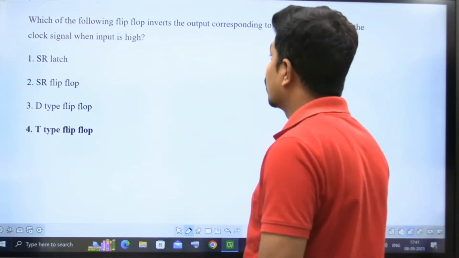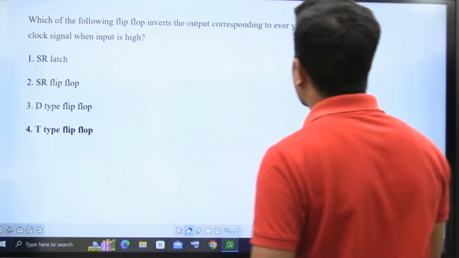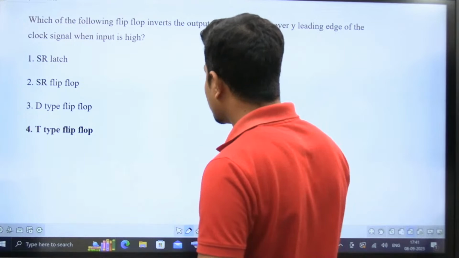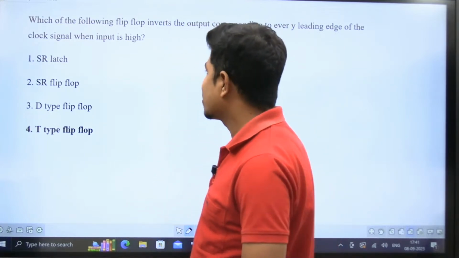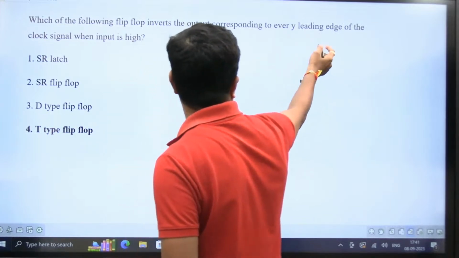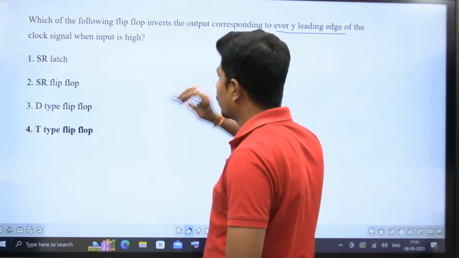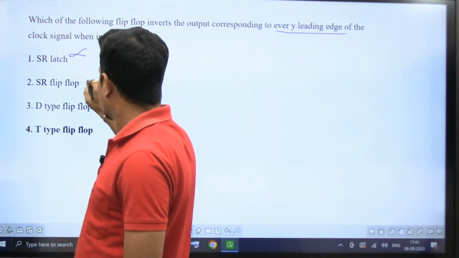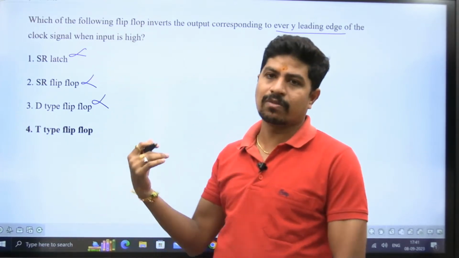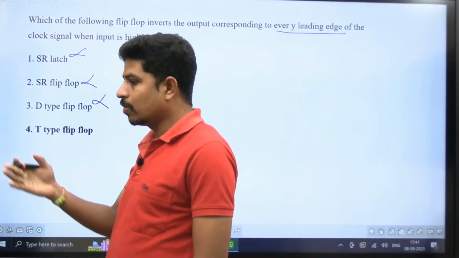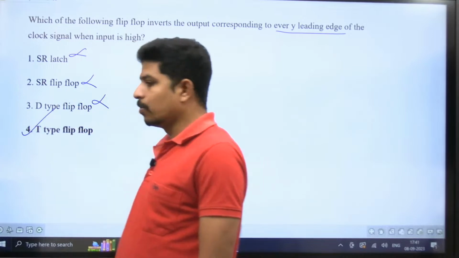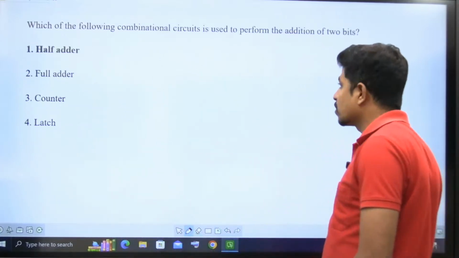Let's go to the next question. Which of the following flip-flops inverts the output corresponding to every leading edge of the clock signal when the input signal is high? Inverting. See, SR flip-flop and D flip-flop are not going to invert. Every positive edge means it is a flip-flop only, but not a latch. So SR will not do, JK will not do, D will not do. D is a data flip-flop, okay? It is just going to transfer from input to output, that's all, from one side to another side with respect to the passage of the clock, right? So the T flip-flop will do that, okay? Let's go to the next question.